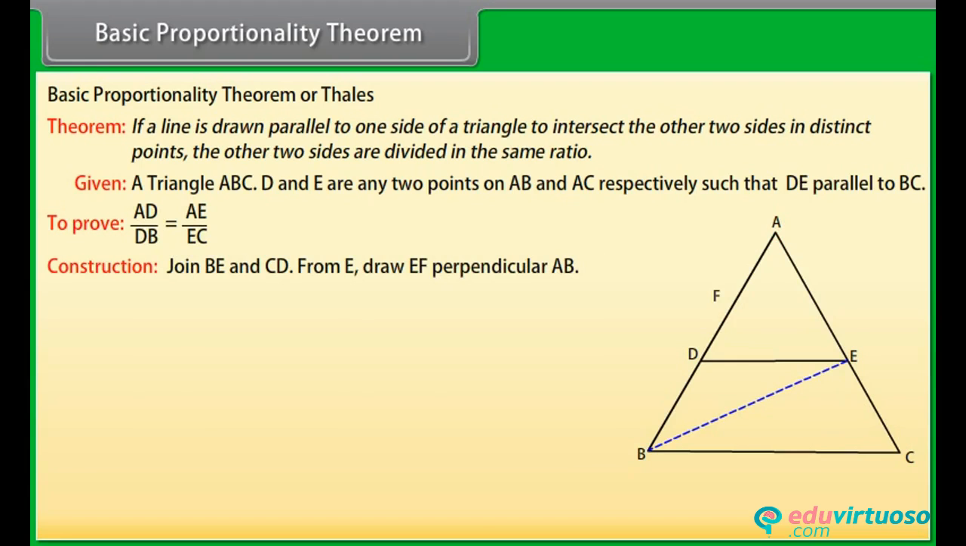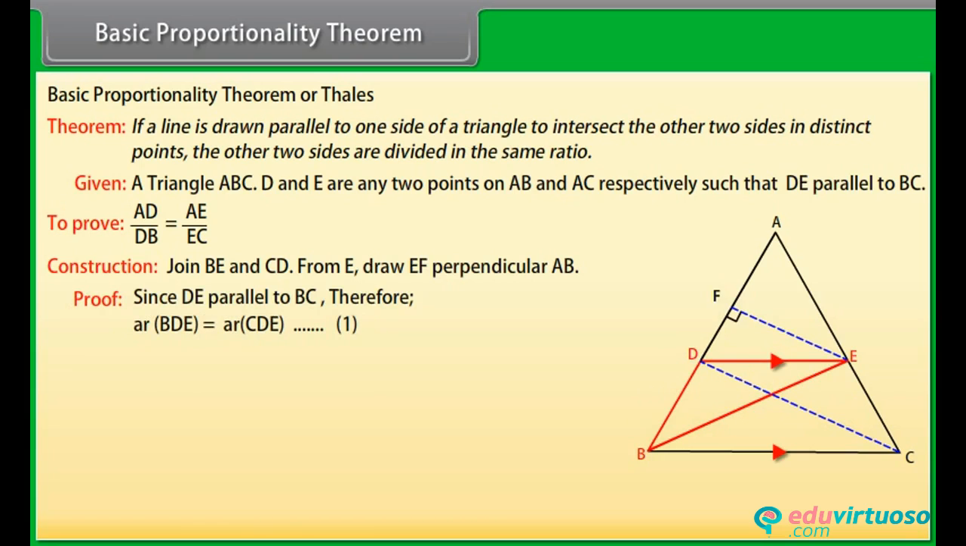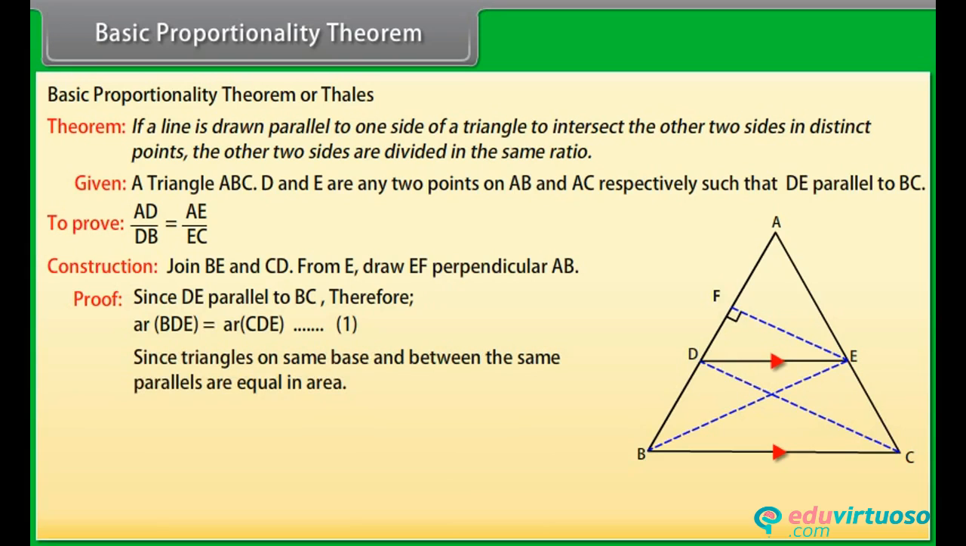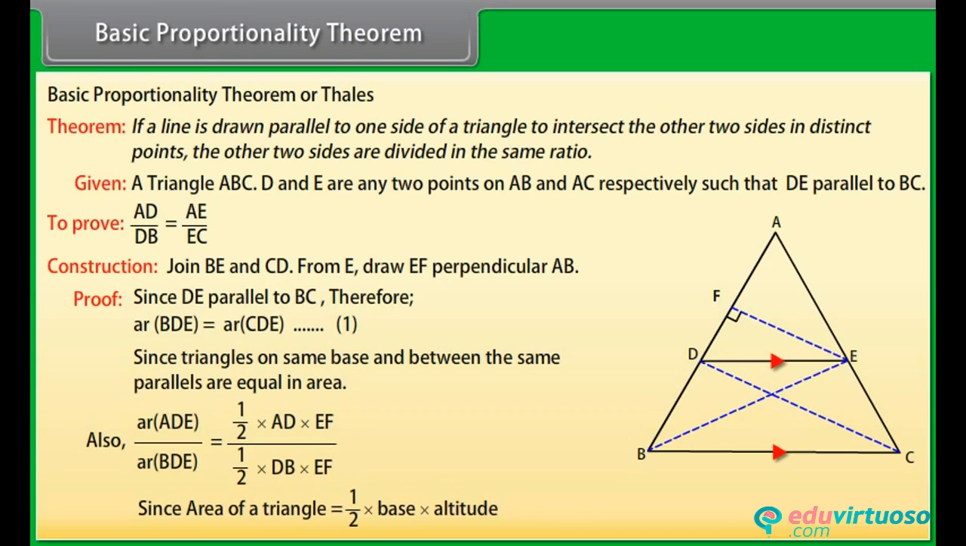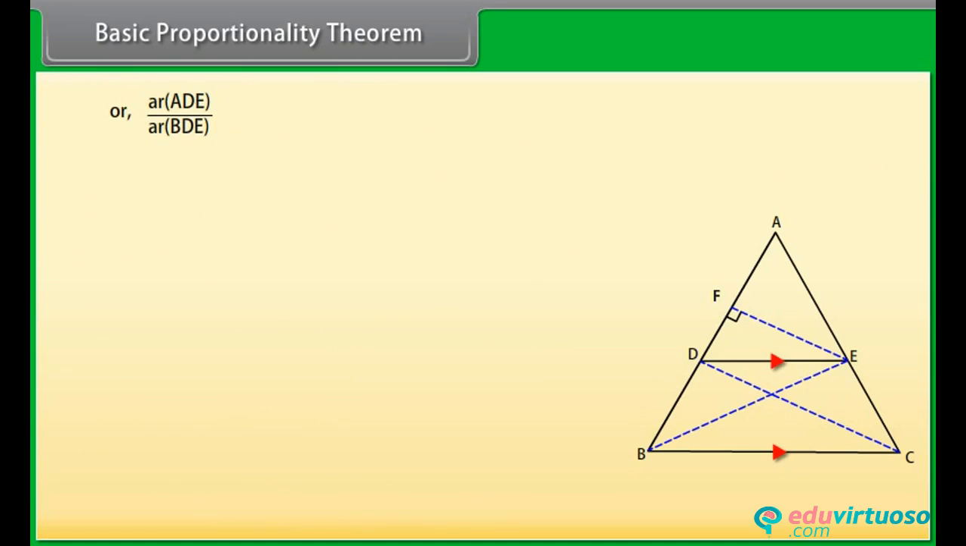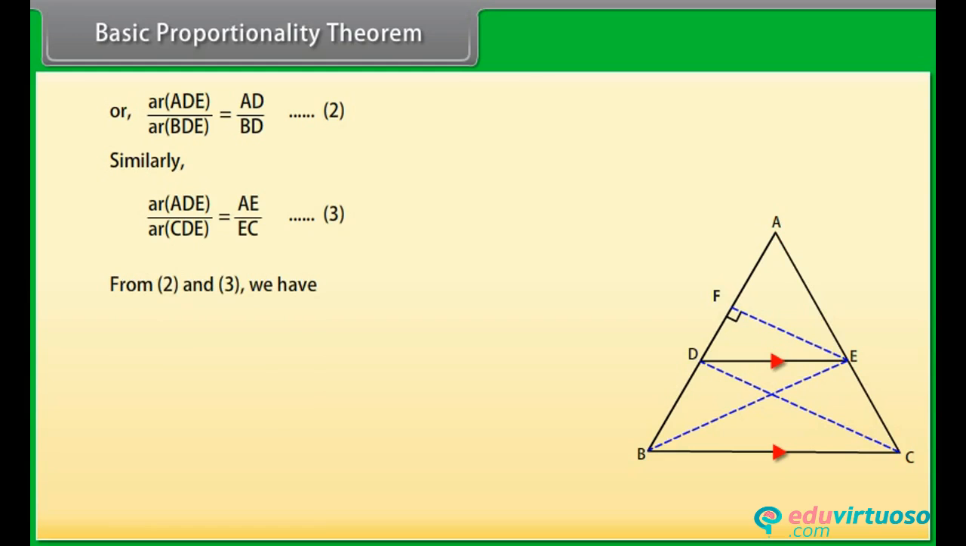Construction. Join BE and CD. From E, draw EF perpendicular to AB. Proof. Since DE is parallel to BC, therefore area of triangle BDE equals area of triangle CDE. Mark it as 1. Since triangles on the same base and between the same parallels are equal in area, and since the area of a triangle is equal to 1 by 2 into base into altitude, area of triangle ADE upon area of triangle BDE is equal to AD upon BD. Mark it as 2. Similarly, area of triangle ADE upon area of triangle CDE is equal to AE upon EC. Mark it as 3. From 2 and 3 we have AD upon DB equals AE upon EC, hence proved.